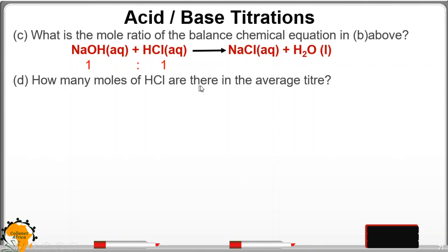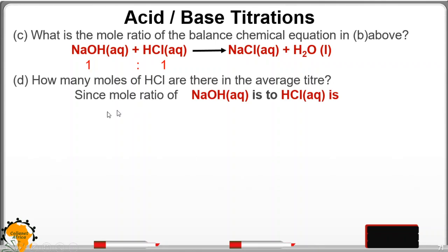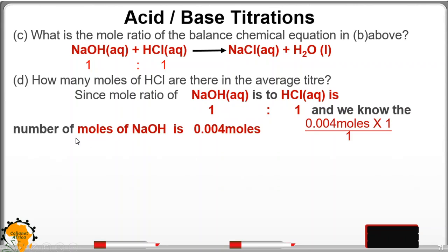D. How many moles of HCl are there in the average titer? So since the mole ratio is 1:1 and we already know the number of moles of sodium hydroxide as 0.004 moles, it implies that the number of moles of HCl will be 0.004 times 1 divided by 1, to get the same value as the sodium hydroxide. Since the mole ratio is 1:1, we find that the number of moles for HCl and for sodium hydroxide will be the same or equal.